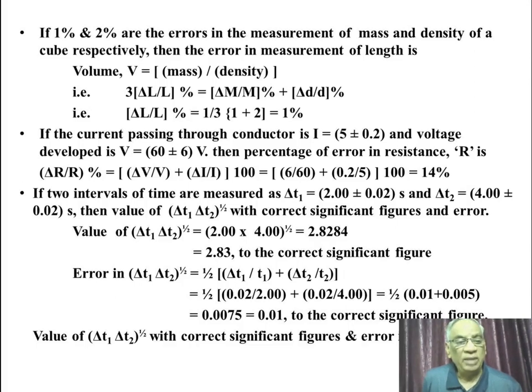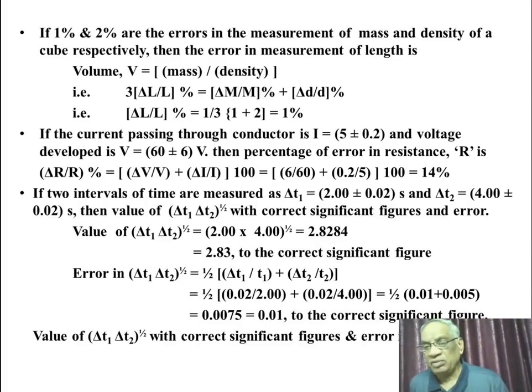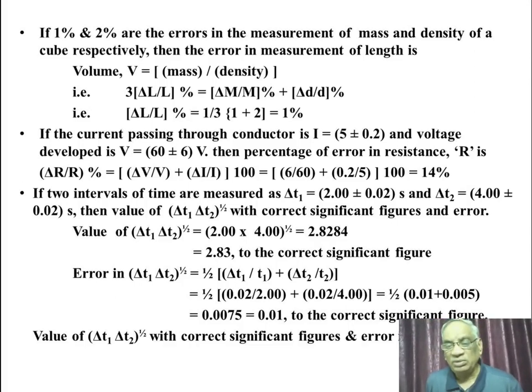So delta L by L percentage is 1/3 of the mass fractional percentage plus density. 1% is there for the mass and 2% is for the density. So 1 plus 2 is 3. 3 into 1 by 3 is 1% is the percentage error associated with the length measurement. We are not concerned about volume now. It is the length measurement, because volume we are converting into the length dimensions.